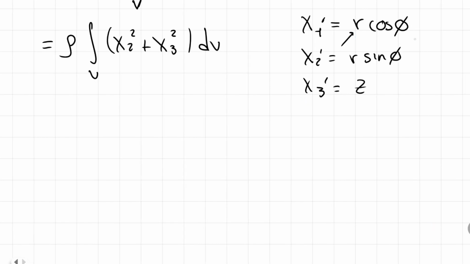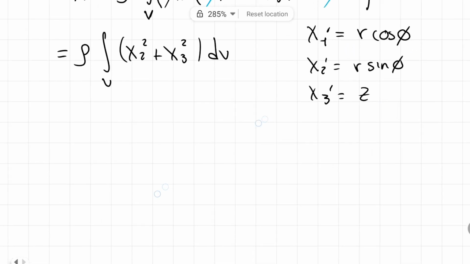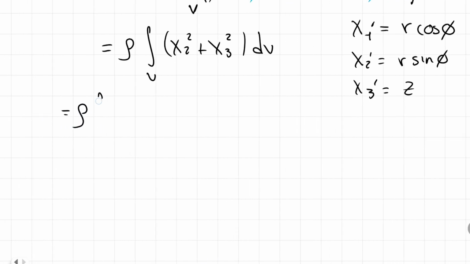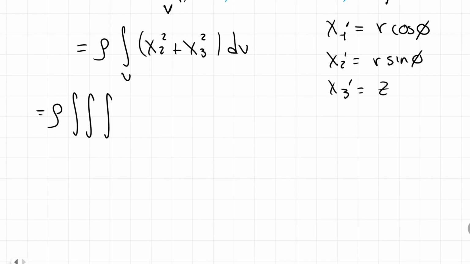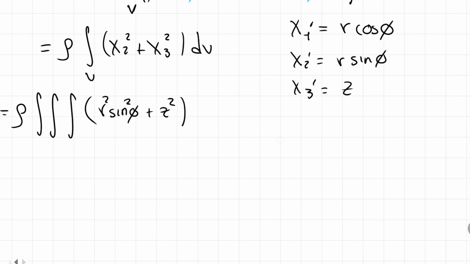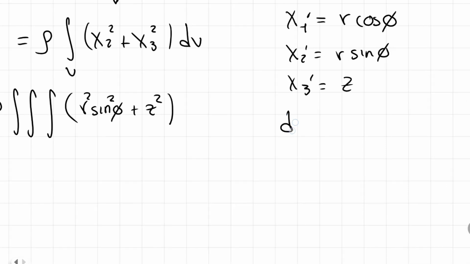the r, the phi, and the z coordinate. Perfect. So what are we going to get? This is going to be equal to the density and the triple integral of x2 squared, but that is going to be r sine squared of phi plus z squared times dV. But you know that the differential of volume in cylindrical coordinates is just r dr d phi dz.